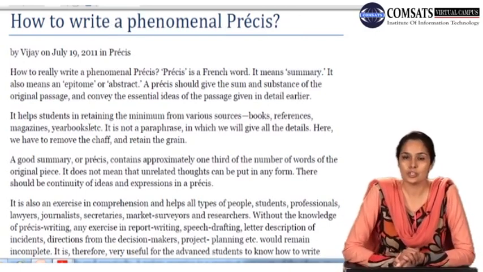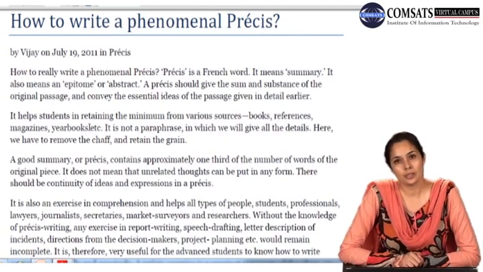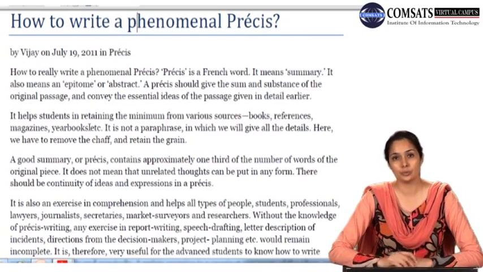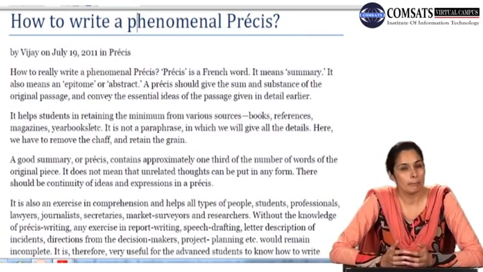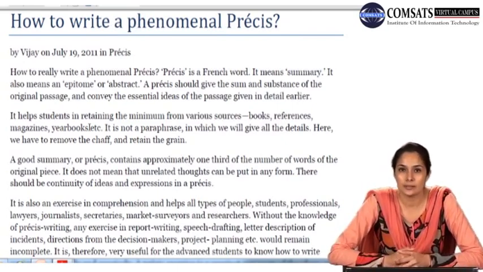Now, why do we teach our students to make a Prezi? Because sometimes you're given a longer piece of writing and for your academic purposes you have to change it into a smaller whole in a very short time.